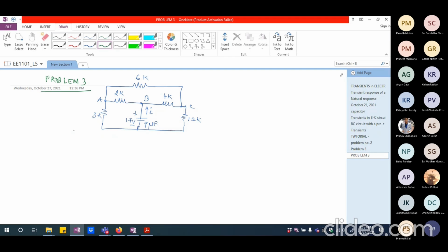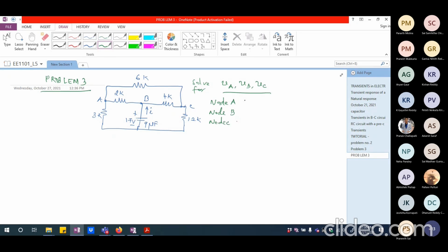What was asked was we had to solve for VA, VB and VC, and also certain currents. This is what was asked. First of all, we started with writing the nodal equation. This capacitance was a 9 microfarad capacitor with a 17 volts initial charge, and the current flowing through the capacitance was designated as I. That's what was done. So we had written the equation for node A, node B, and node C.